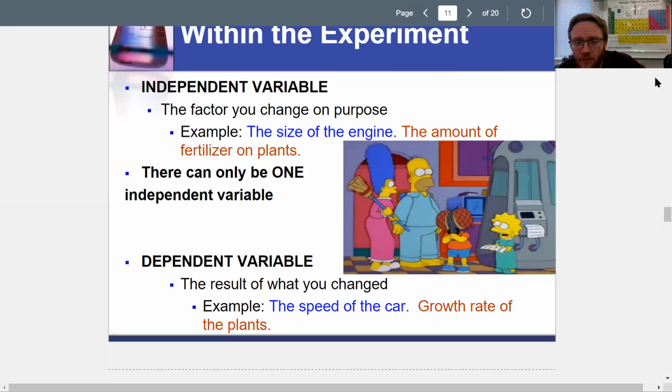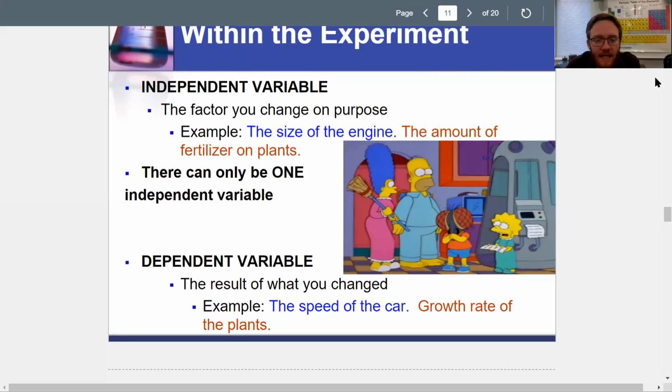Now they give you two examples here. Maybe it's the size of your engine or the amount of fertilizer on plants. So here you would be testing the speed of your car with the size of the engine. And then in the red, the amount of fertilizer on plants is going to be the growth rate of your plants. That's what you're testing. All right. And in our example, you closing the door is going to be what you change. There can only be one independent variable. That you can only be changing one, or else then you're not getting accurate scientific data.